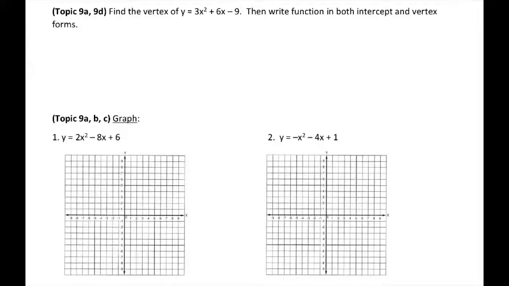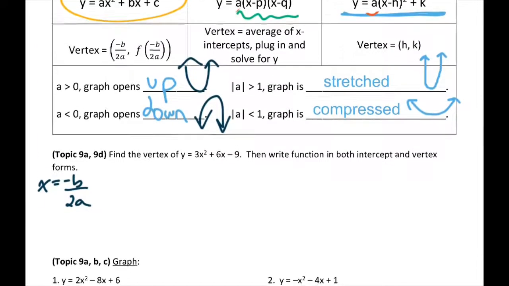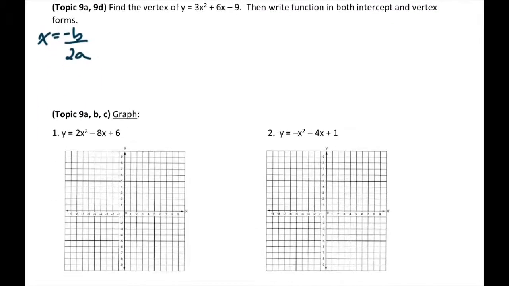So topic 9a and 9d, we're going to find the vertex of this quadratic, then write the function in both intercept and vertex forms. We're going to use this equation that's up top, x equals negative b over 2a, to find our vertex. So just like with our quadratic formula, we're going to take negative 6 over 2 times 3. So the same kind of process from the quadratic formula, and this actually comes from the quadratic formula right here. So negative 6 over 2 times 3 is going to simplify to be a negative 1.